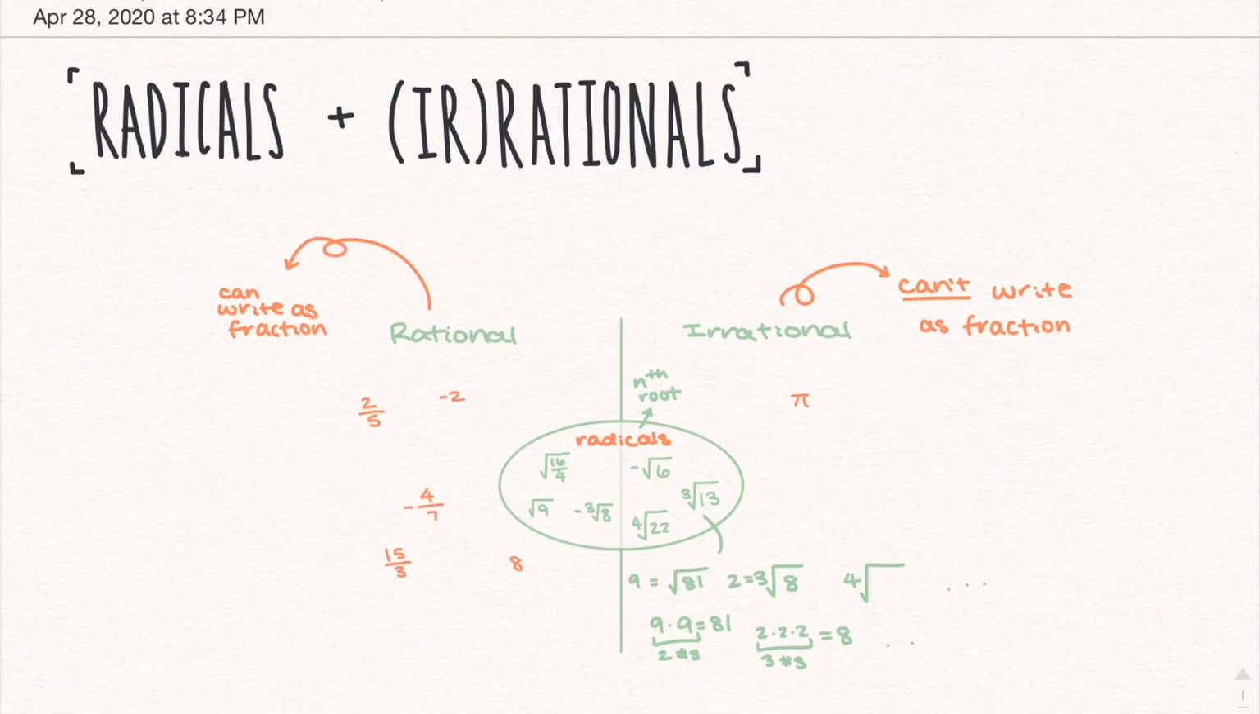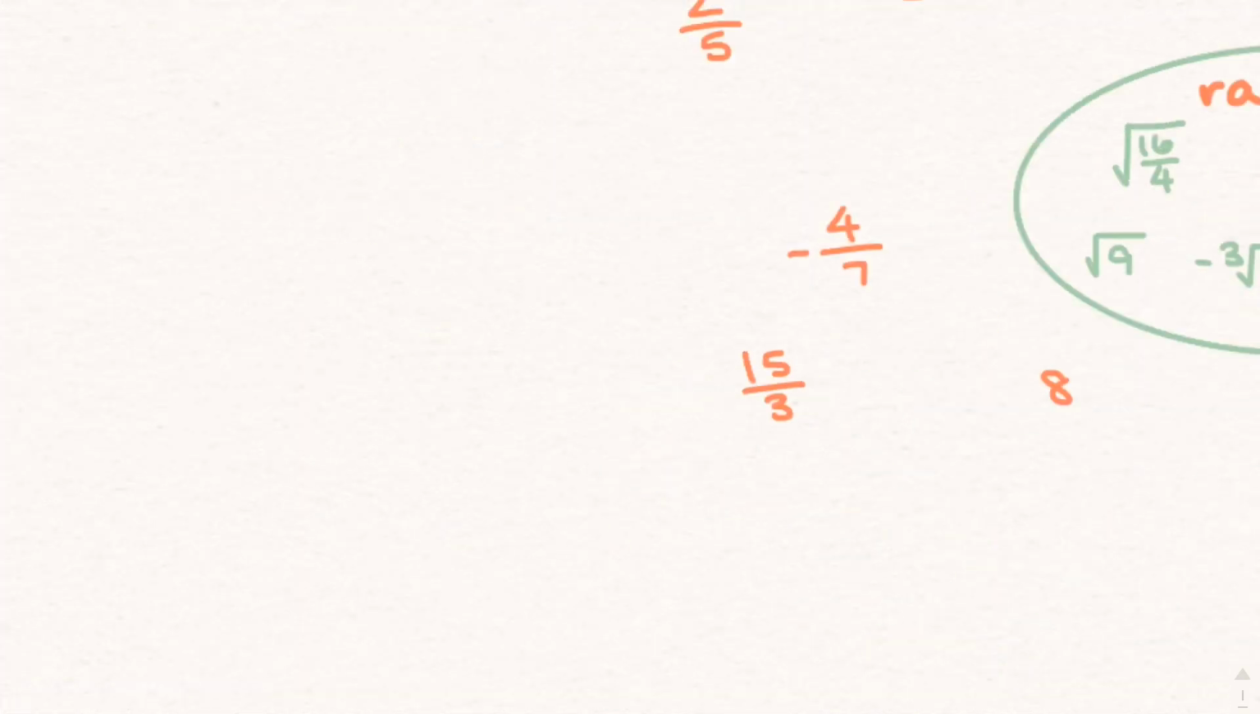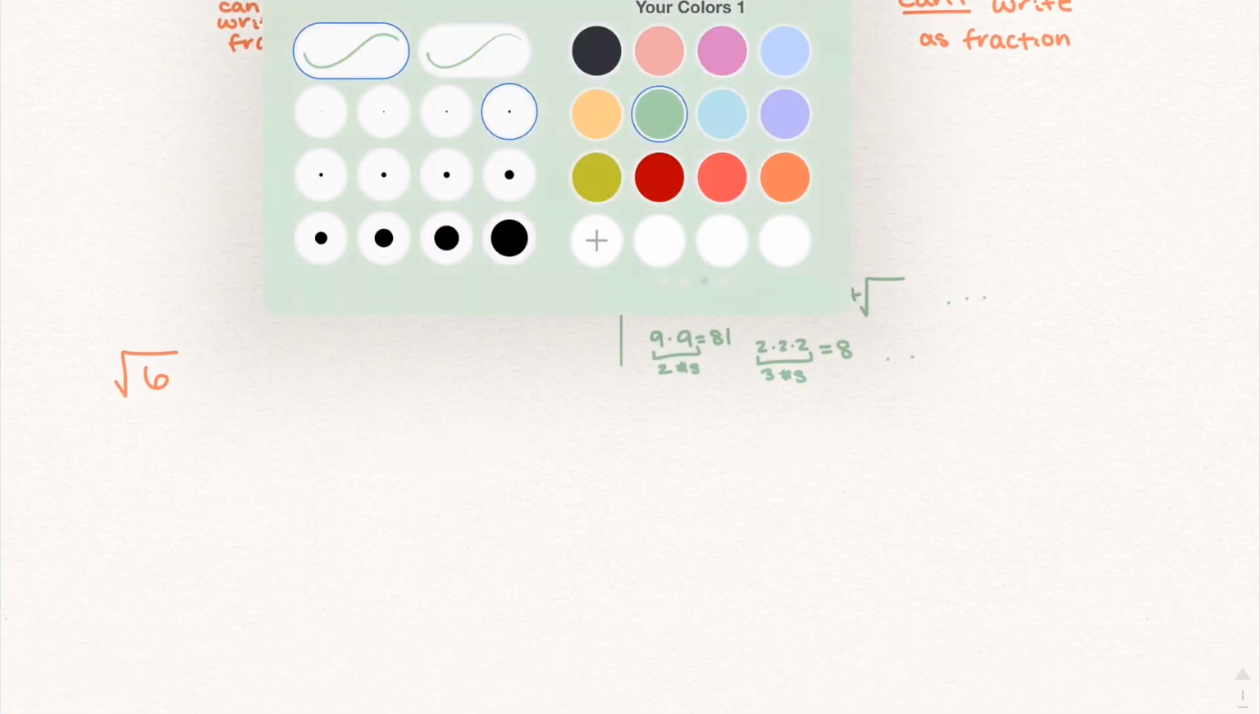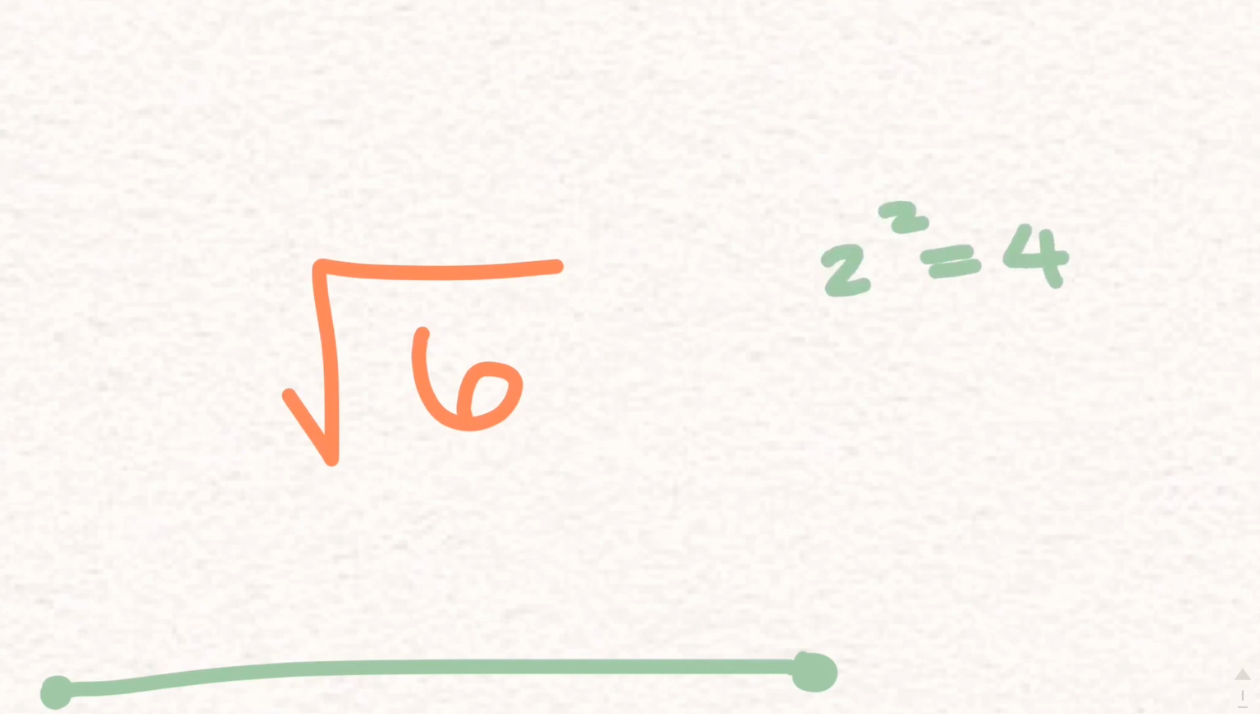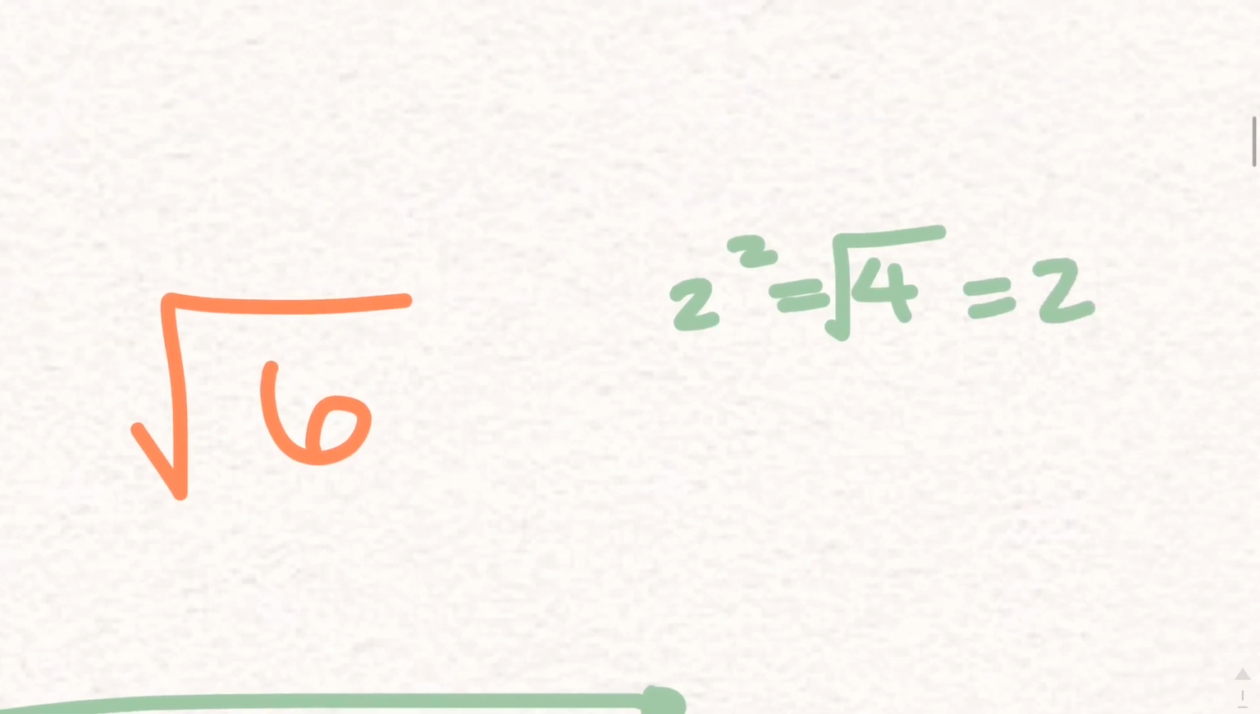Okay, now let's look at approximating square roots to the nearest whole number. Square roots, like we just discussed, are radicals, and they're the second root. So for example, let's look at the square root of 6. We want to put on a number line the two whole numbers that we think it'll be closest to. If we run through different whole numbers that we think it might be close to, we can look at 2 squared equals 4, and then we know that the square root of 4 equals 2.